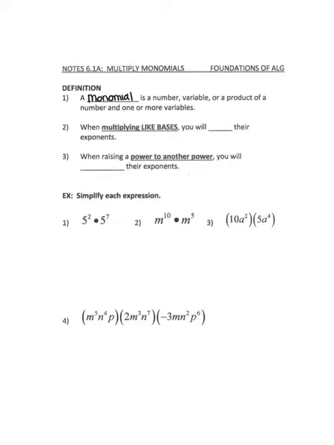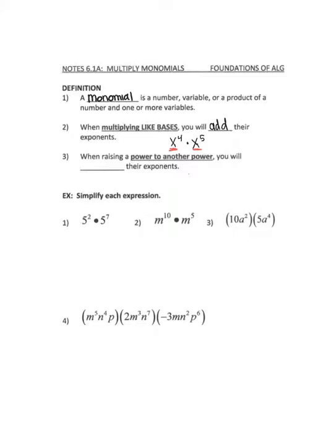When we multiply like bases, so if our base is the same, say we had x to the 4 times x to the 5, they're like bases because these are both x's. We are going to add their exponents.